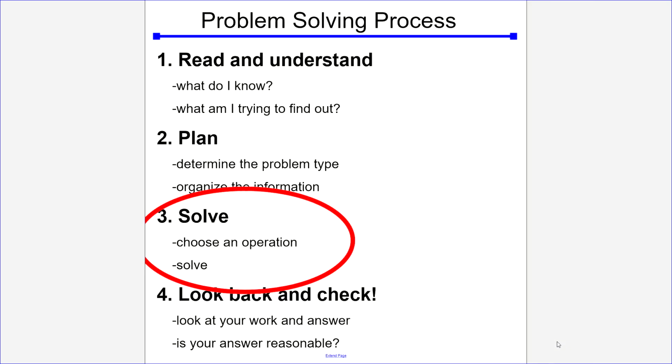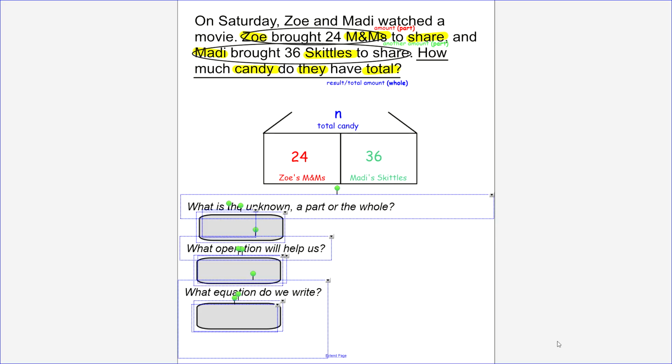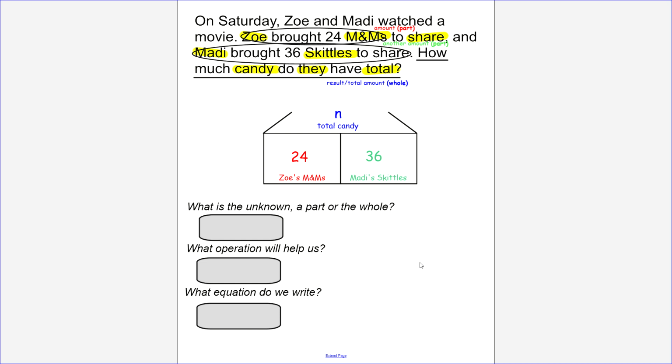We are now going to focus on step 3 of our problem-solving process, solving the story problem, choosing the correct operation to find the unknown information, and then actually solving. Let's go ahead and look at those same two story problems. We'll start with the story problem about Zoe and Maddie. Just to remind ourselves, let's reread the story problem one time.